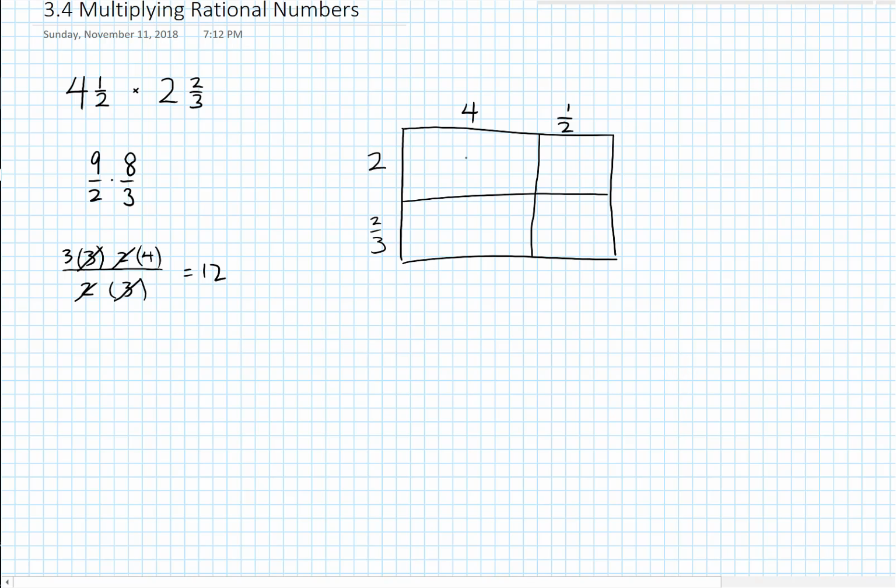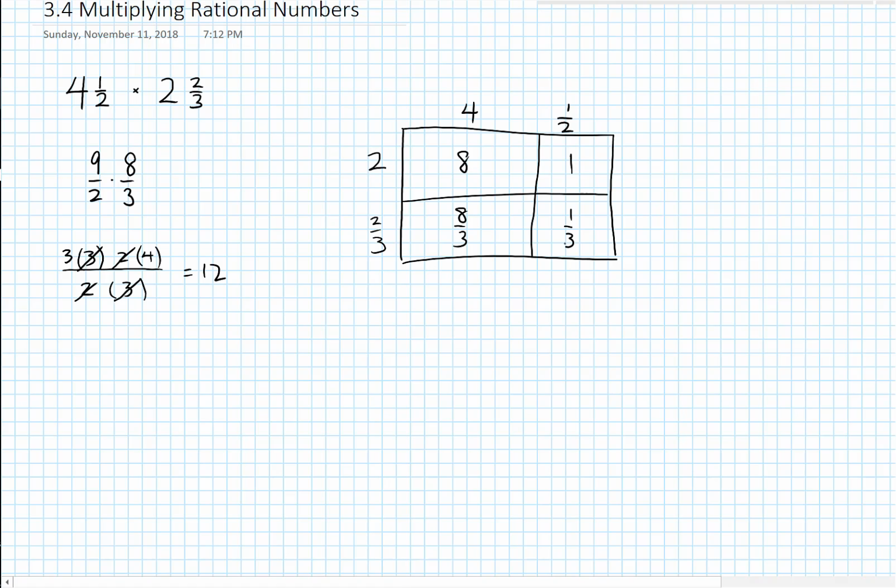So the 2 times the 4 is easy, that's straightforward. The 2 times the half is just 1. The 4 times the 2/3 gives us 8/3. And the half times the 2/3 gives us 1/3. If we add all that up, you can see that on the top you have 8 plus 1 is 9. 8/3 plus 1/3 is 9/3, which is 3. 9 plus 3 is 12.